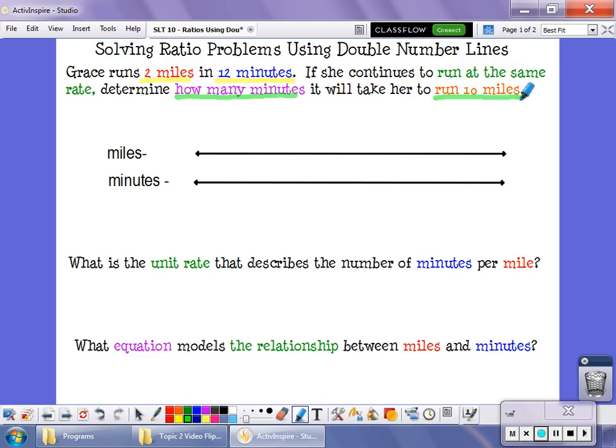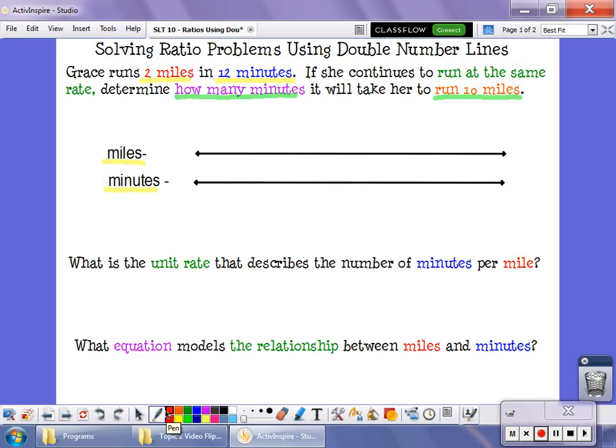We can use what we call a double number line to help us figure out the answer to this problem. A double number line is two number lines that are set up one on top of the other, and they're used to show us the ratios that we're comparing. It's really important when you create double number lines that you label each number line so you know which number of your ratio goes on which line. So in this case, we're comparing our miles to our minutes.